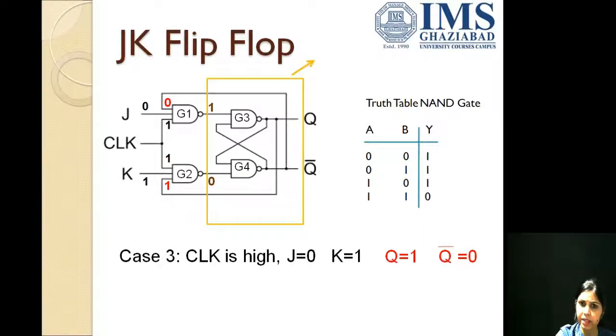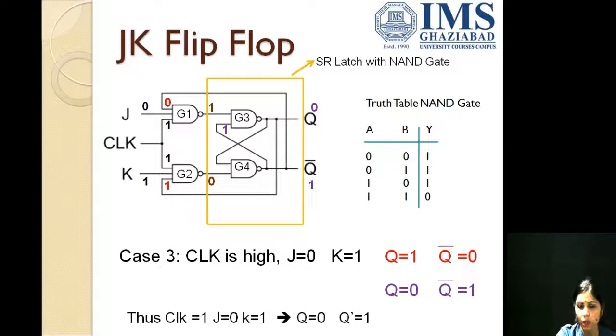Now this again behaves as an SR latch with NAND gate, and we know that when one of the inputs for a NAND gate is 0, the output would be 1, and when this one goes as an input for G3, it would become 0. So Q is 0 and Q bar is 1. Thus we can say when clock is high, J is 0, K is 1, Q is 0 and Q bar is 1. These are the current outputs.